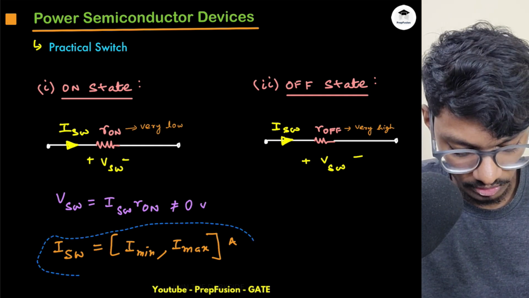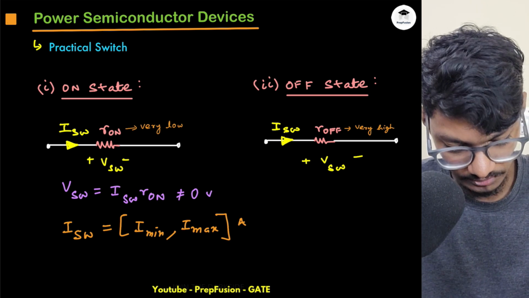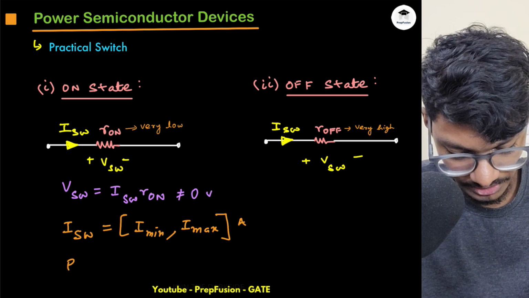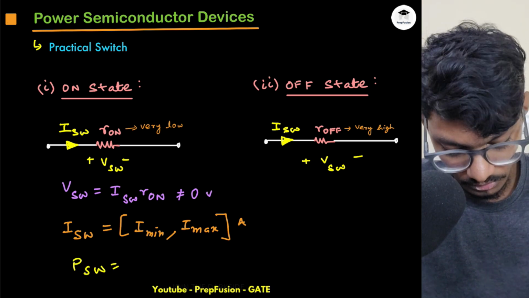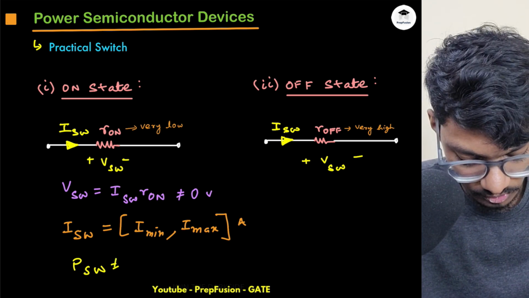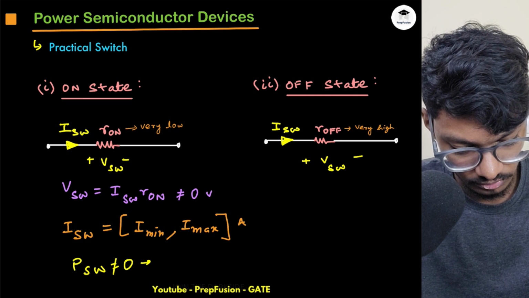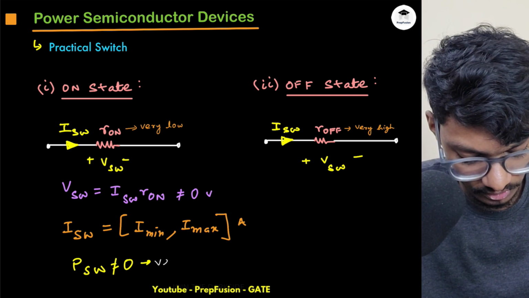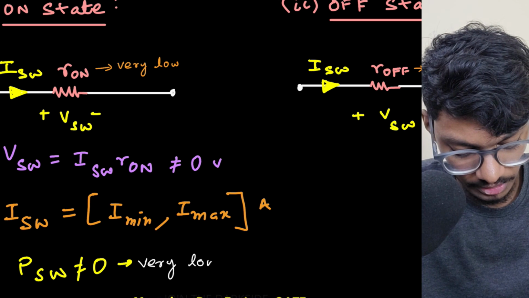Now this time, what is the power dissipated across the switch when it is on? So this time, when it is on, the P switch, this time my V switch is not 0. So if it is not 0, obviously this time it will not be equal to 0. Even though this will be very low, it will not be 0.